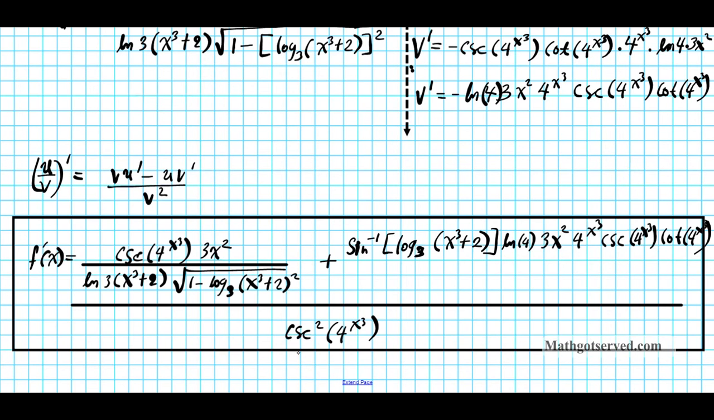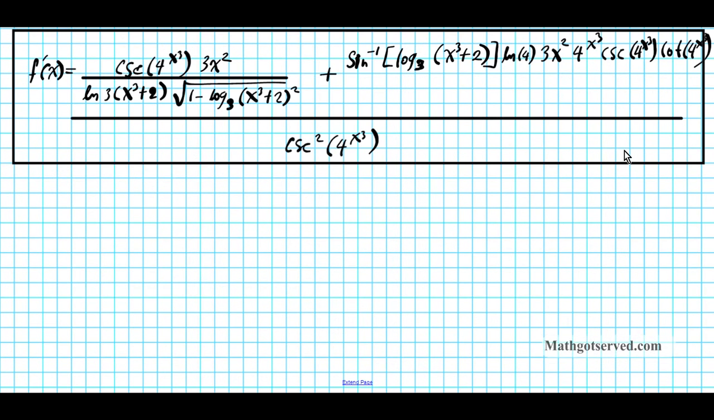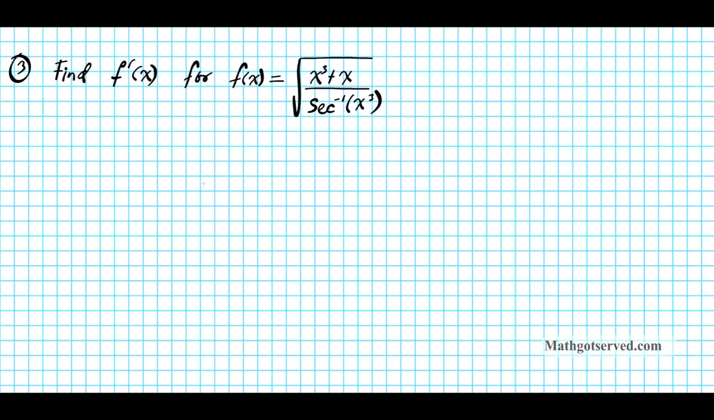All right, so for problem 3, let's use a new page. We have to find the derivative of f of x equals the square root of x to the third plus x divided by the inverse secant of x to the third. To make this easy to compute, we can rewrite this function as x to the third plus x over the inverse secant, or the arcsecant, of x to the third, all this raised to the 1/2 power.